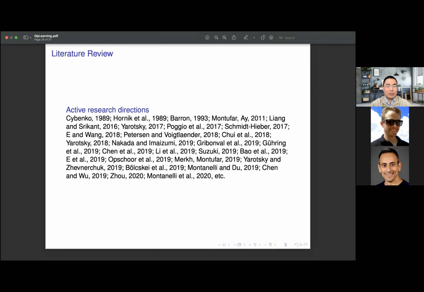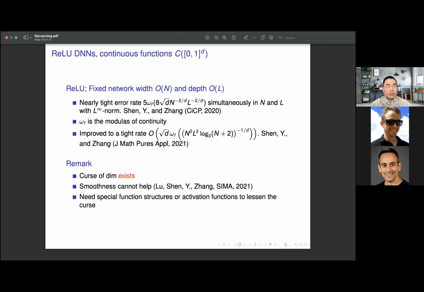Actually, there has been extensive research to understand the approximation theory of deep neural networks. For the interest of time, I'm not going to review all of them. We just simply apply some theory that we developed probably 2 years ago to answer this question, because we assume that our operator is Lipschitz. So we apply our theory for using ReLU neural networks of width N and depth L to approximate a Lipschitz continuous function on a high dimensional domain to get our error bound.